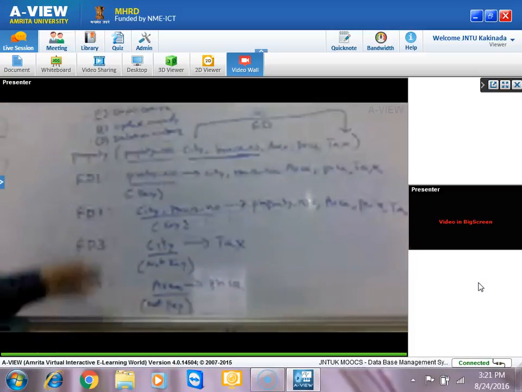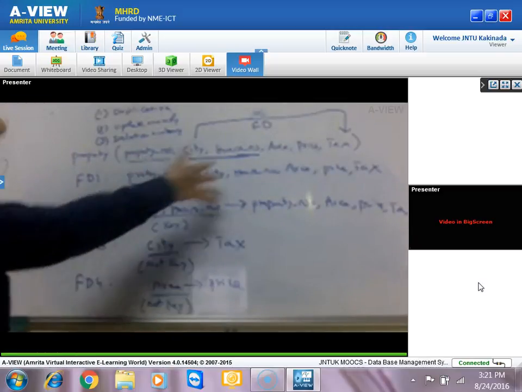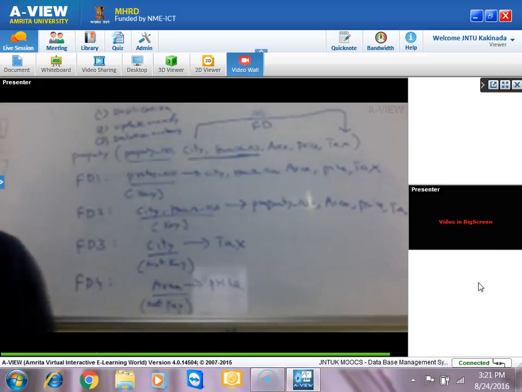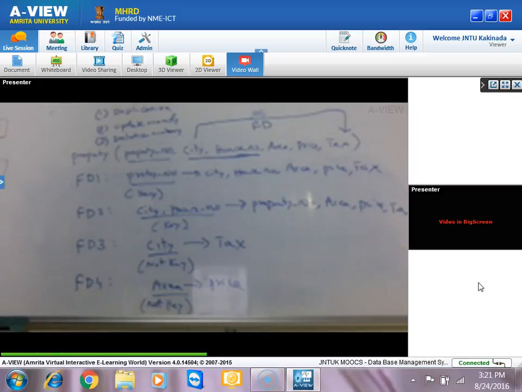So these are all non-trivial FDs. A trivial FD would have been property number, city determines property number. You can write any number of trivial FDs here. They are not of consequence; they are not important. Right?